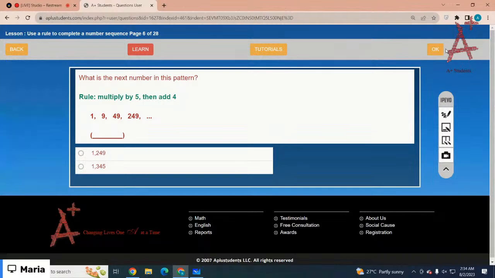Let's just multiply 249 by 5 and then add 4. 1245 plus 4 would be 1249. So option number 1 is the correct option, right?